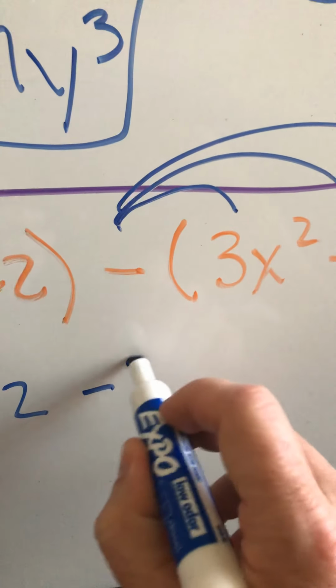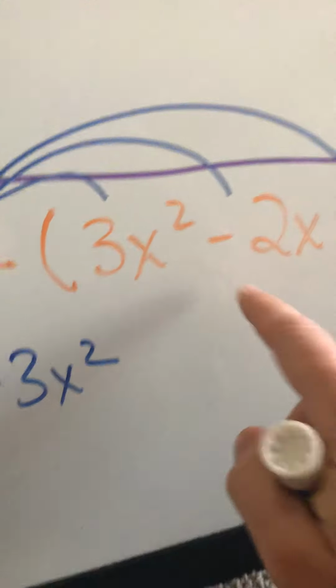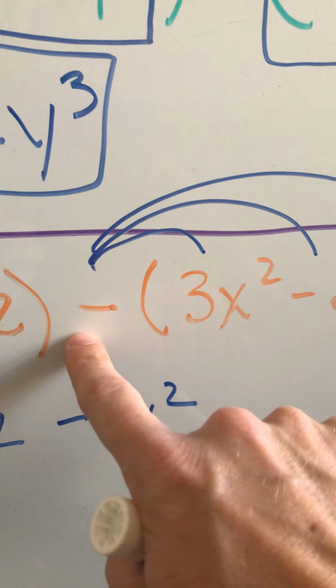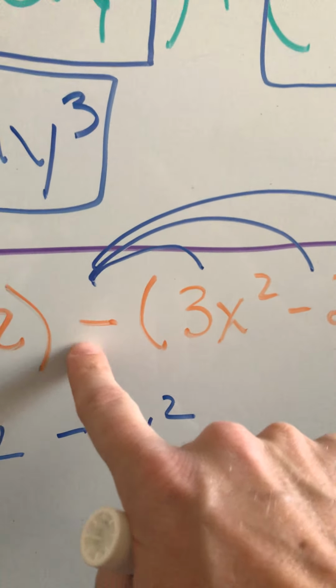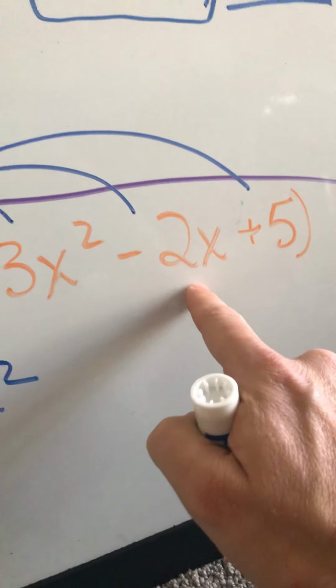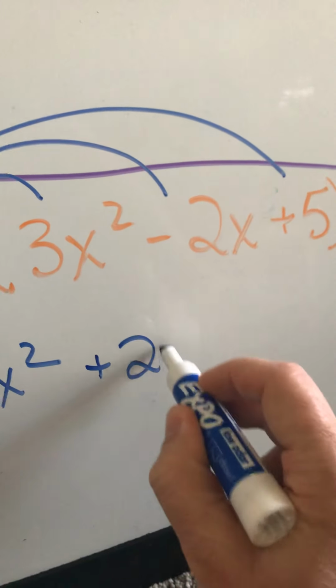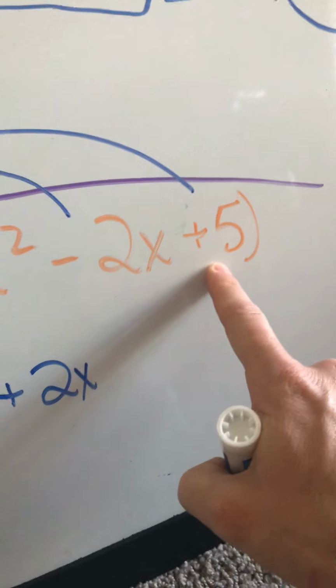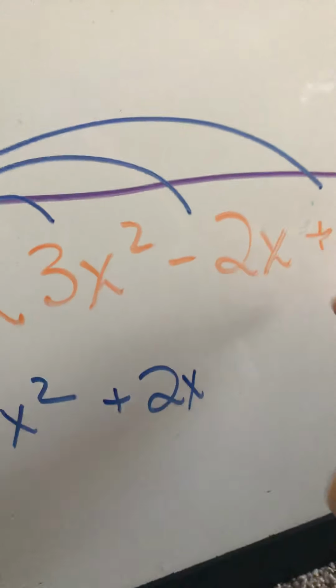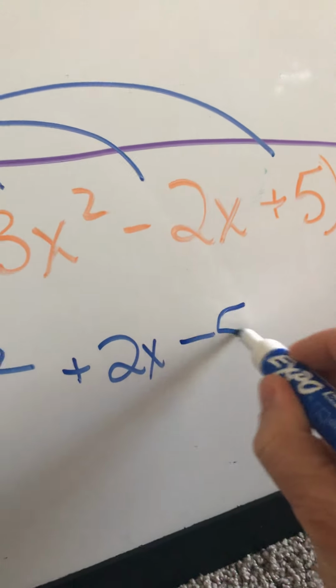So I have minus 3x squared. This negative multiplied by negative is going to turn into a positive, where the opposite of a negative is a positive. So now this is plus 2x. And then this 5 was positive, but now it's the opposite of positive, which is negative, so now it's going to be a minus 5.